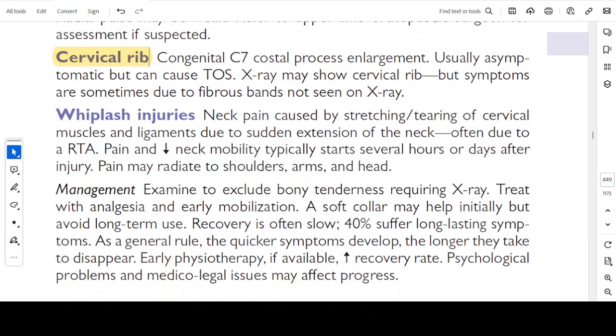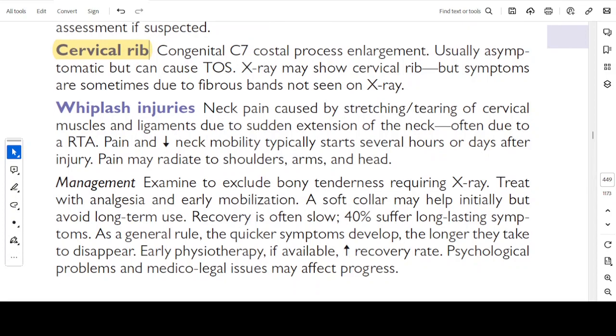Congenital C7 costal process enlargement. Cervical rib, congenital C7 costal process enlargement, usually asymptomatic but can cause thoracic outlet syndrome. X-ray may show a cervical rib, but symptoms are sometimes due to fibrous bands not seen on the X-ray.